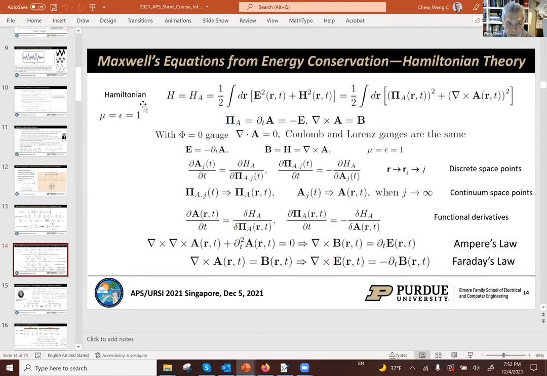And if you assume that mu and epsilon equal one, then you can see that the Hamiltonian is given by this. And if you use the vector potential approach, where the H and B are given by the curl of A, and the electric field is given by the partial derivative of A, then you can actually rewrite this in this manner, okay? You can rewrite this in this manner.